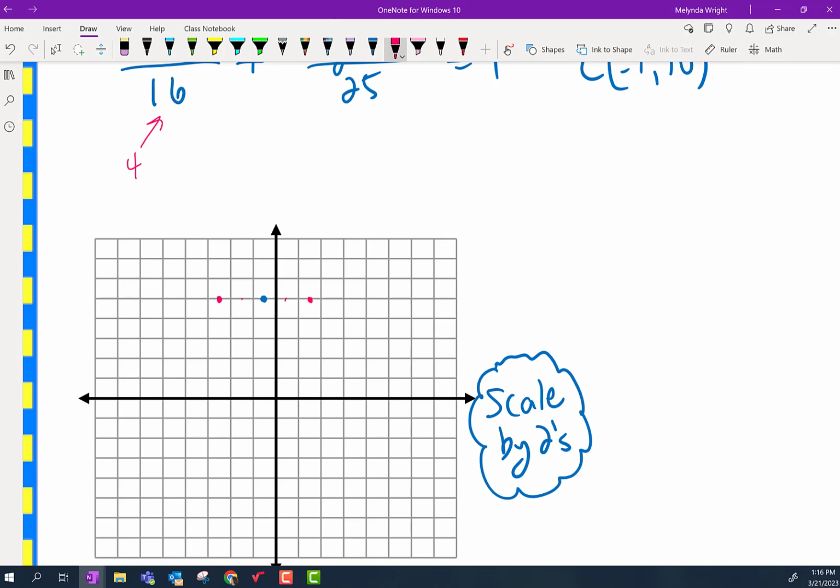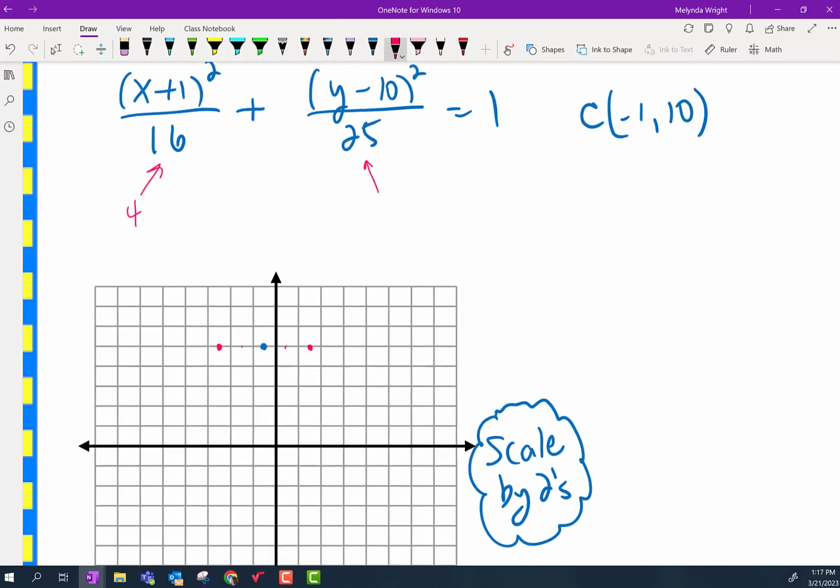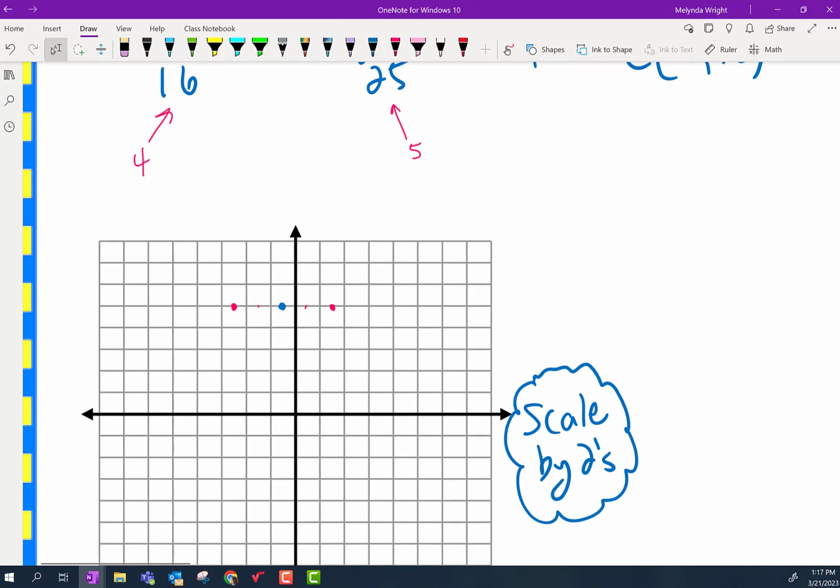Okay? Now, the number under the y is 25, so the square root of 25 is 5. So that means I'm going to go up 5 and down 5 from my center. So up 2, 4, 5, and down 2, 4, 5. And now those are the boundaries of the vertices and co-vertices of my ellipse. And so I'm just going to connect them.